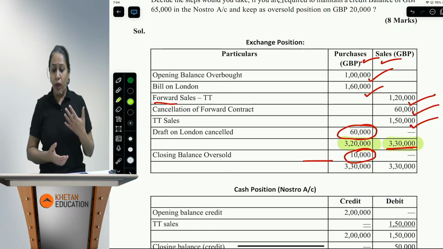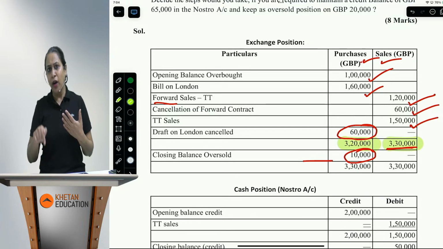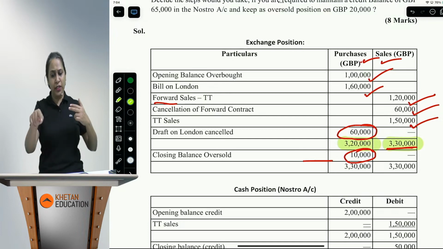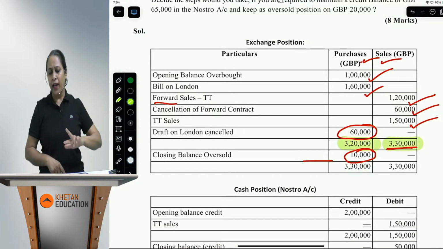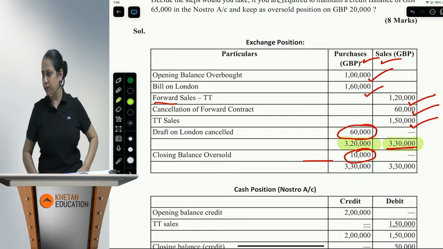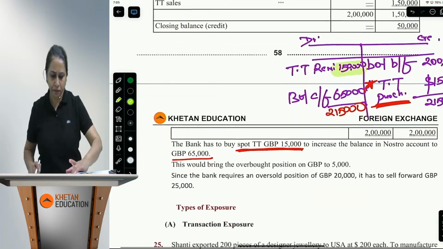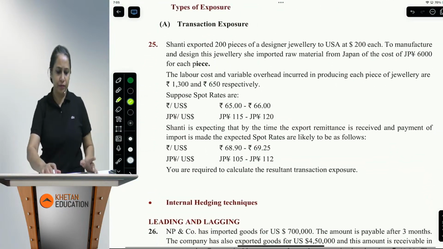Is it fine, all of you? Because whatever you did in the nostro account, you bought TT spot worth 15,000, that entry has to be taken here. So if you take TT purchase in the purchase column, it becomes 335. Without considering that 15,000, it looks as if the exchange position is oversold by 10,000. But if you consider that, you are actually in an overbought position by 5,000. I think they are sorted. Now come back again.